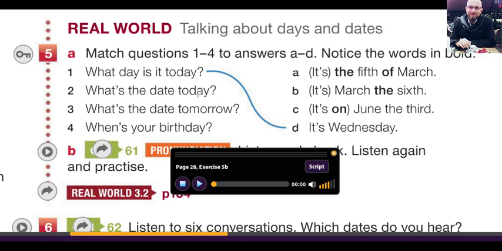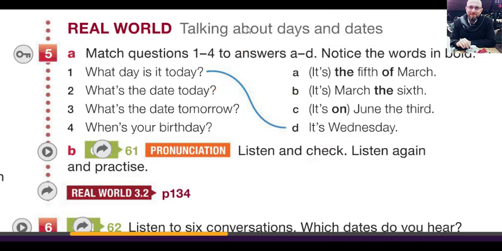2. What's the date today? It's the 5th of March. What's the date tomorrow? It's March the 6th. So here, day 5, so we say 5th. Number 6, we say the 6th. And here, when's your birthday? Yes, we say it's on June the 3rd. Okay, so let's go to the board and explain this.